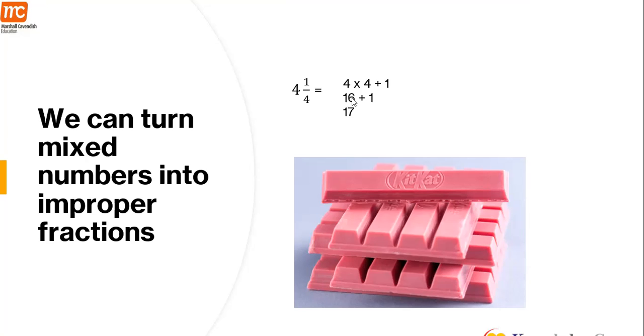and that would give me 16 plus 1. Why 1? Because this 1/4 is not part of another whole. It's just 1/4 that's sitting there, and it represents my numerator here. Okay, so 4 times 4 plus 1 equals 16 plus 1 equals 17. What do I do with that? Well, this 17 is now my numerator. So 4 and 1/4 equals 17/4.